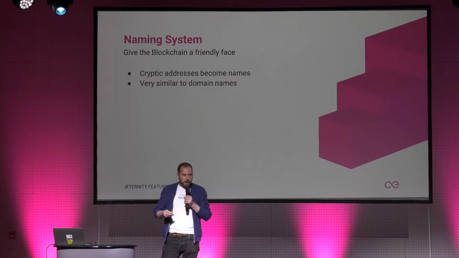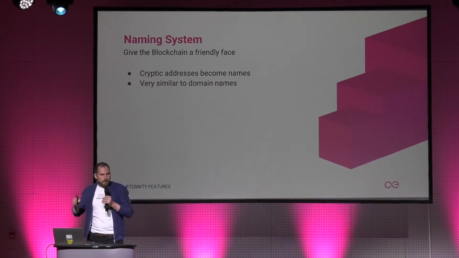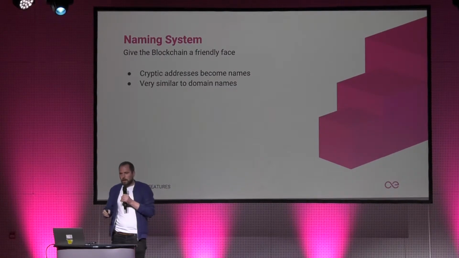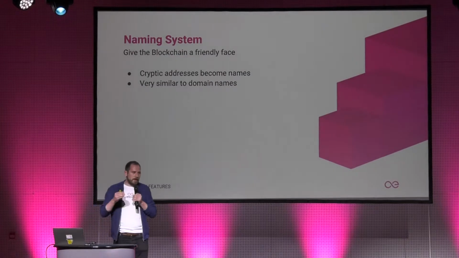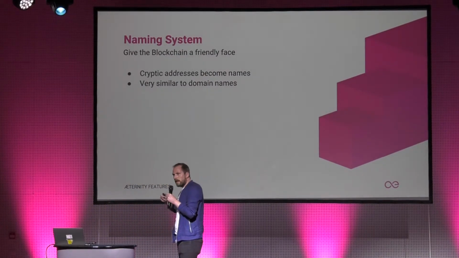Another thing is when it comes to usability, that addresses and public key pairs are, for humans, very difficult to compare and to make sure that this is really the key pair. They're very long, they're very cryptic. So in Eternity, we have a built-in naming system that allows everyone to claim a name and use this name instead of the address.